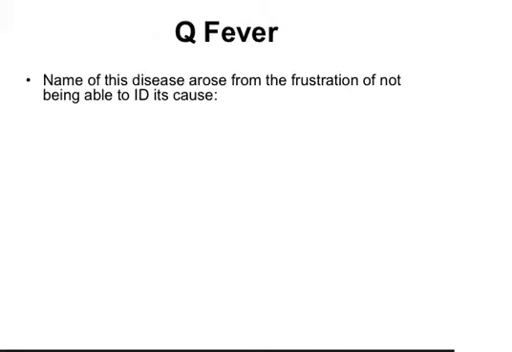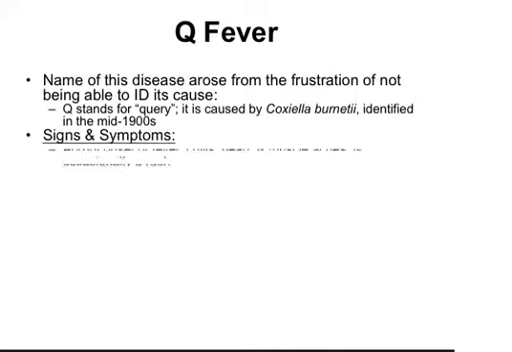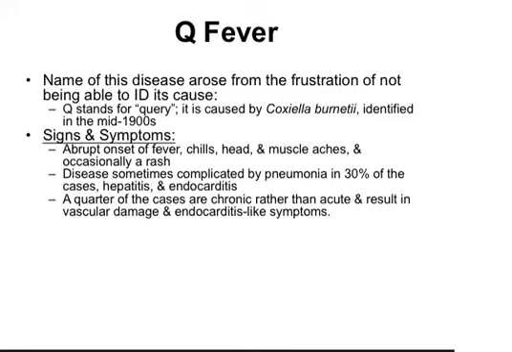Q fever is the name of the disease caused from the frustration of not being able to identify its cause. Q stands for query. It's caused by Coxiella burnetii, identified in the mid-1900s. We see abrupt onset of fever, chills, head and muscle aches, and occasionally rash. The disease sometimes is complicated by pneumonia.